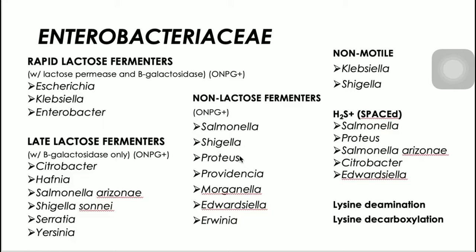Next, for your late lactose fermenters naman po, they can't produce lactose permease, but they can produce beta-galactosidase. So, under the TSI reaction, some of these organisms may show K over A kasi nga late lactose fermenter sila. But nevertheless, when we check for ONPG, magka-positive sila. So, lahat naman po ng ONPG positive are lactose fermenters. So, dito mas important si ONPG test, para makita natin kung talagang lactose fermenter sila by detecting beta-galactosidase.